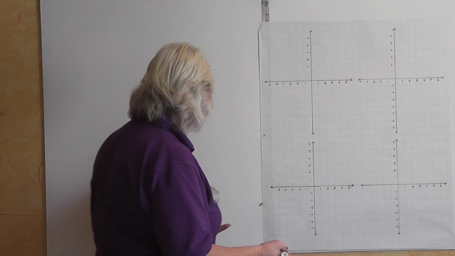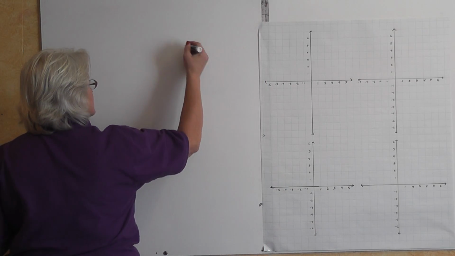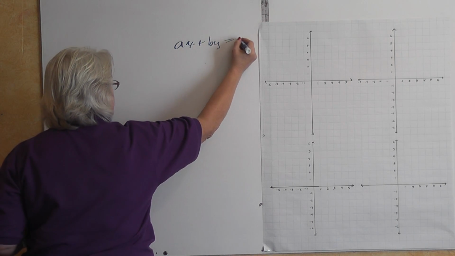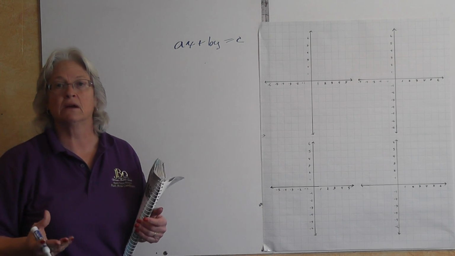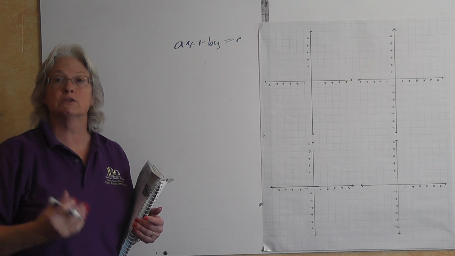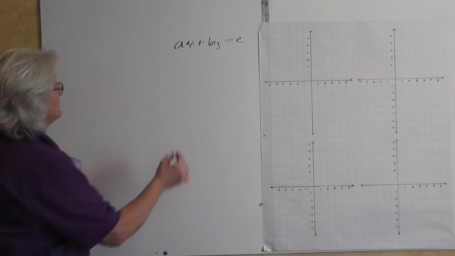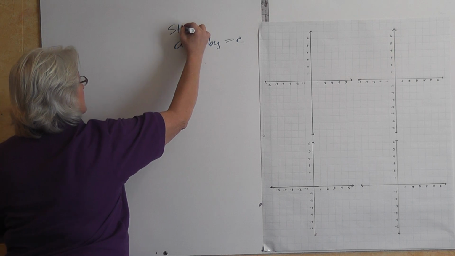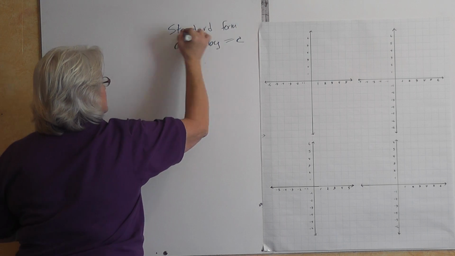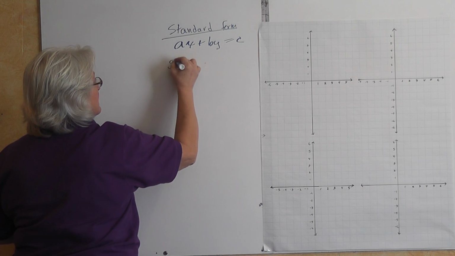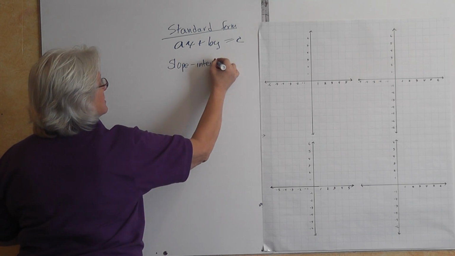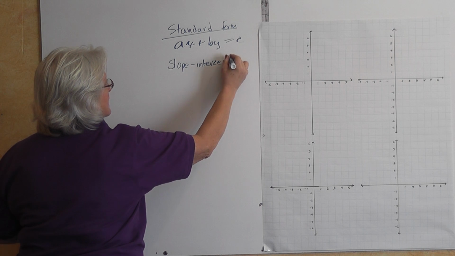But what you'll remember is that we had the standard form of the equation of a line. It was ax plus by is equal to c. And in this equation, a, b, and c can be any real number in the world. This is what we call the standard form of the equation of a line. What we're going to see today is what we call the slope-intercept form of a line. And this is a very valuable form of the equation, slope-intercept form.